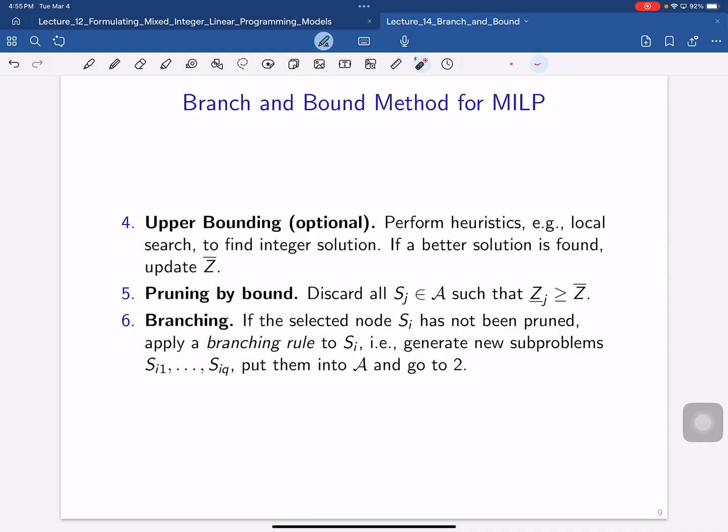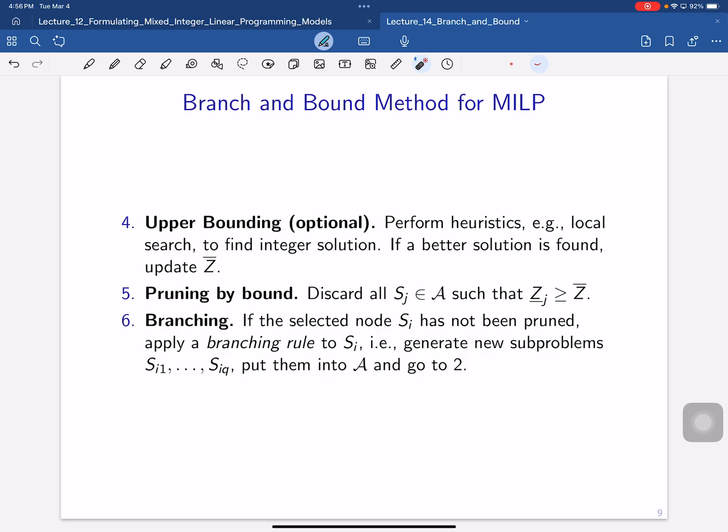Okay. And step 5 is prune by bound, right? You can discard all the nodes whose lower bound is greater than or equal to the global upper bound. So you cannot find a better solution in those nodes.